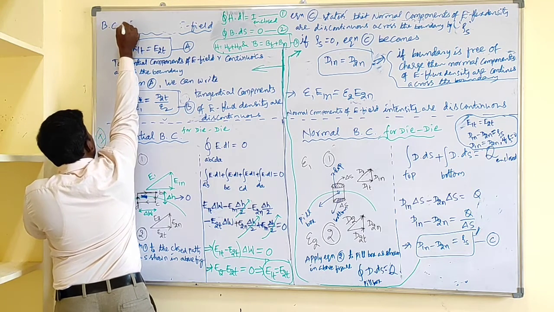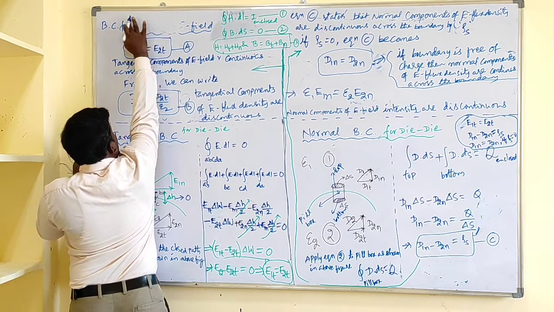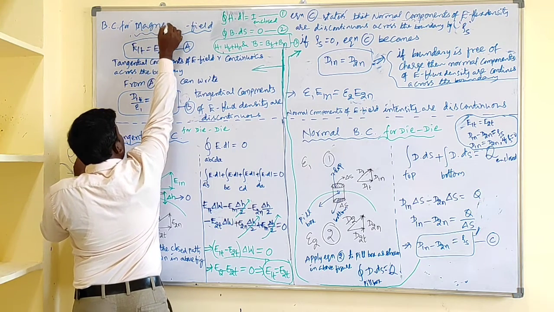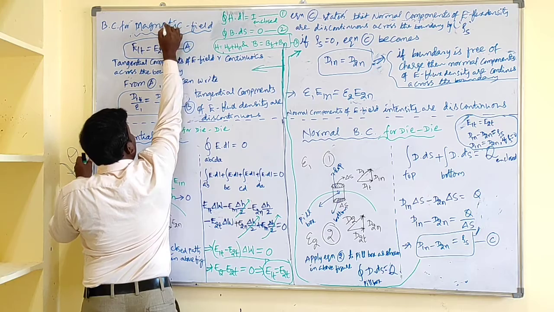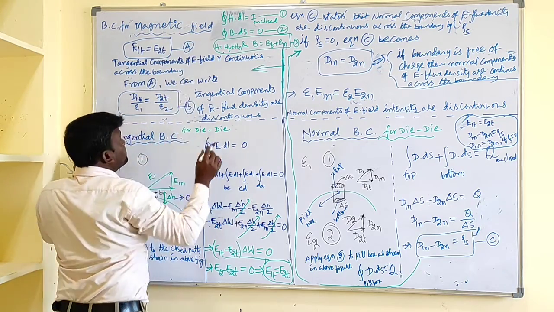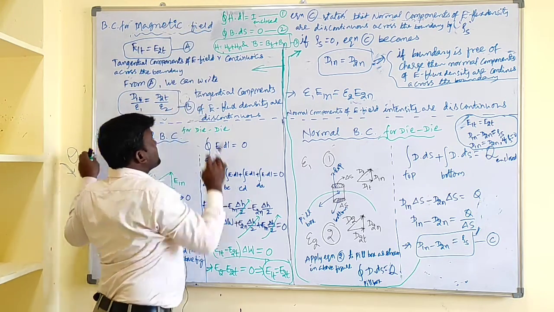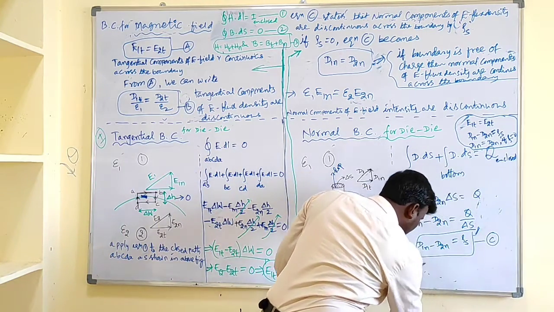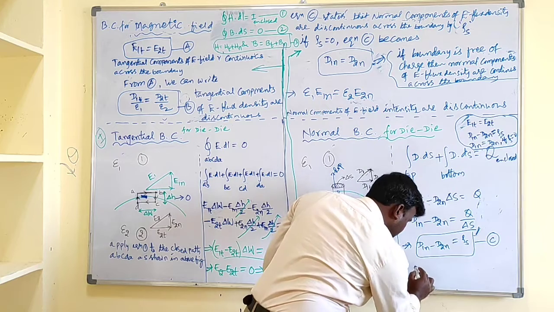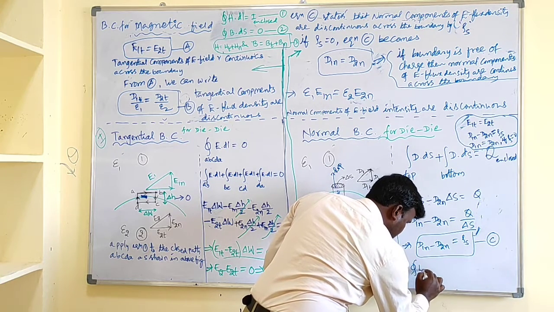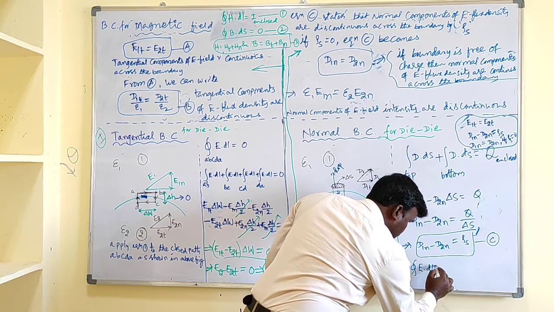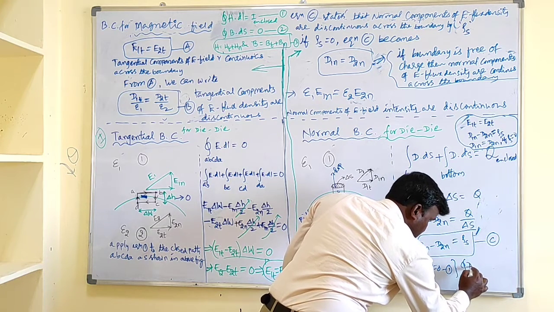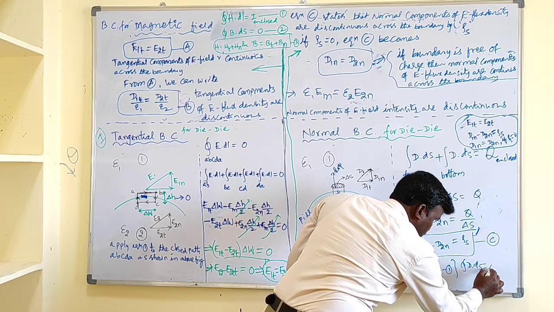Boundary conditions for magnetic field. In the previous case, to derive the electric field boundary conditions, we need to use two equations. That is, integral E dot dl equal to 0, this is equation 1, and another equation is integral D dot ds equal to 0.